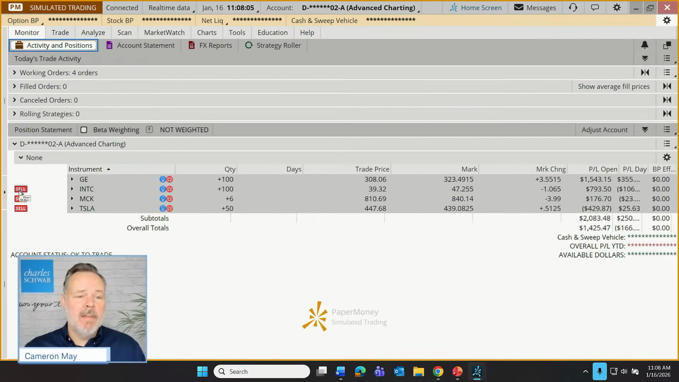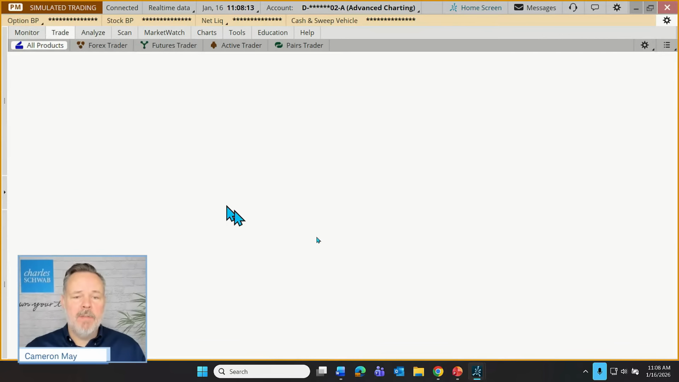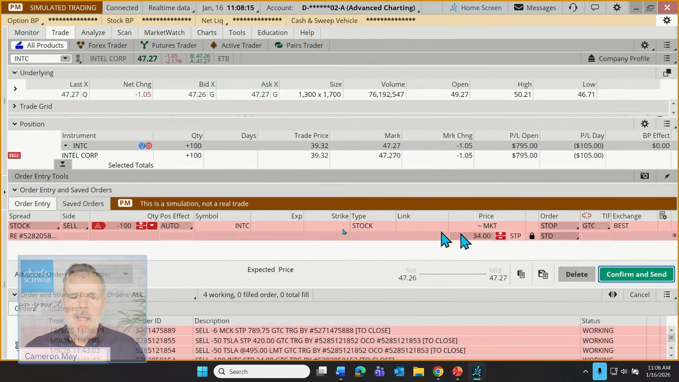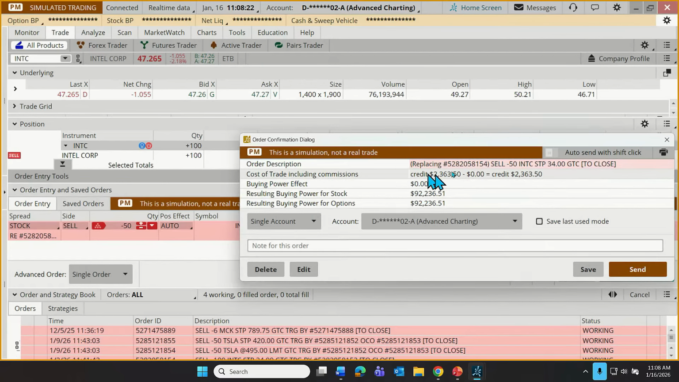Let's right click on this. Now make a note. If it says sell here, what is this? This is our stop order. So we might need to cancel and replace this order first. And it's for 100 shares. Let's change that to 50 shares. Click confirm and send, replacing that stop.